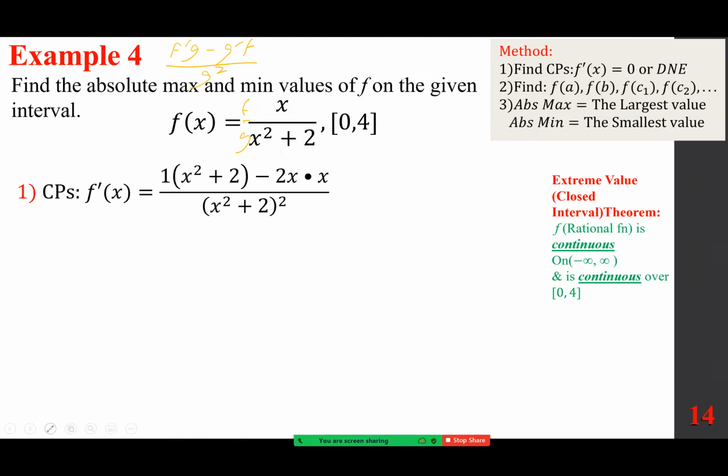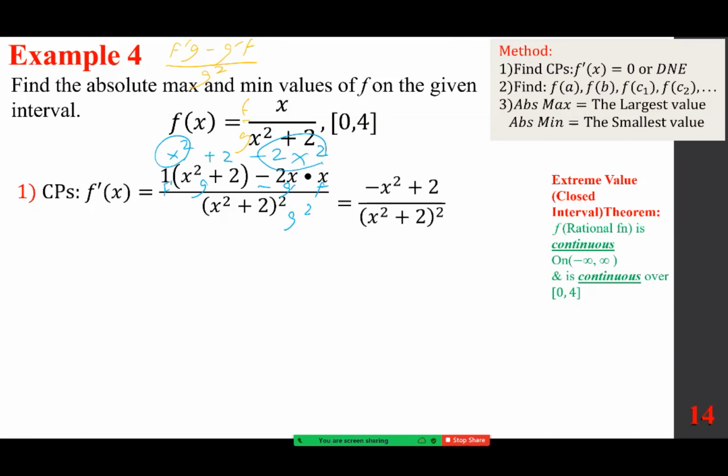So we have f prime g minus g prime f, and this is g squared. So we have x squared plus 2 minus 2x squared, and these two add up to negative x squared plus 2. So we found f prime.